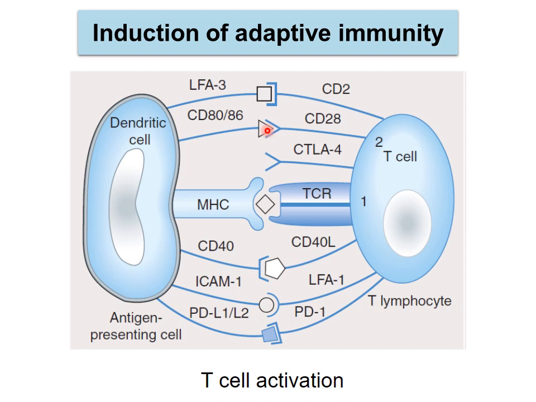So we have seen at least two signals are required for the activation of T lymphocyte, signal 1 and signal 2. This activation of T lymphocyte is strengthened by the interaction of CD40 to CD40L, ICAM1 to LFA1 and LFA3 to CD2. So these are the strengthening interactions apart from signal 1 and signal 2.